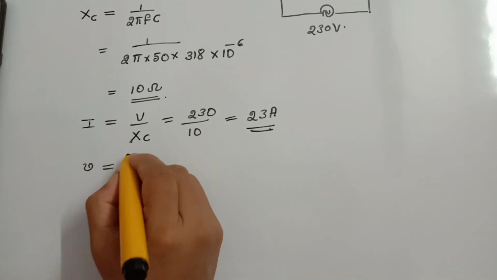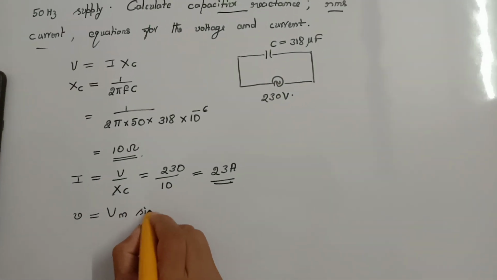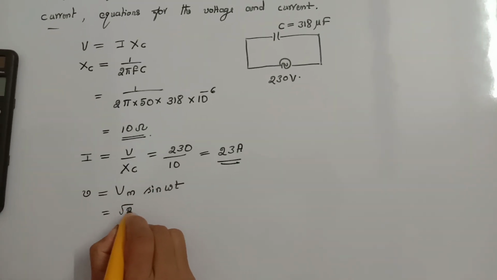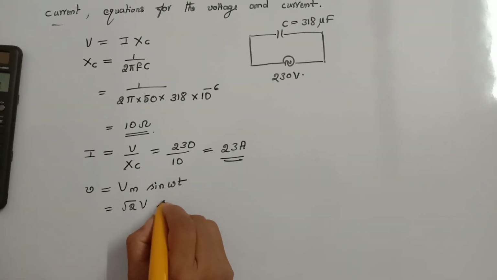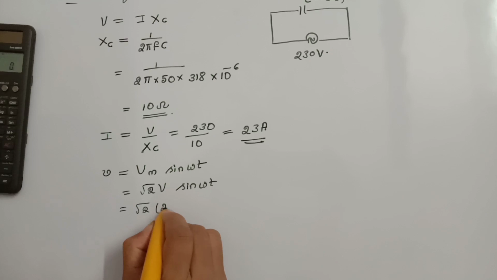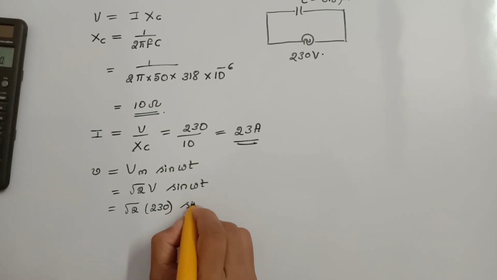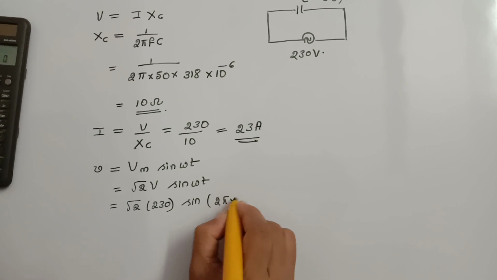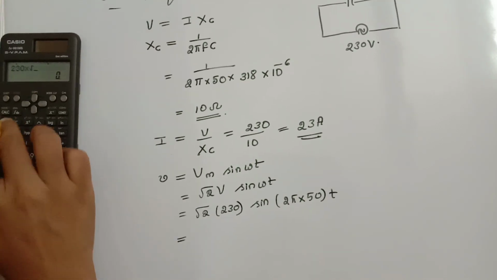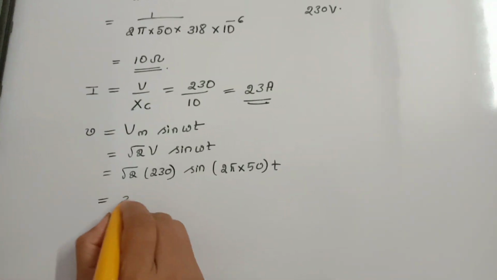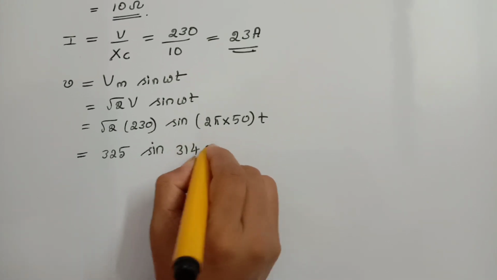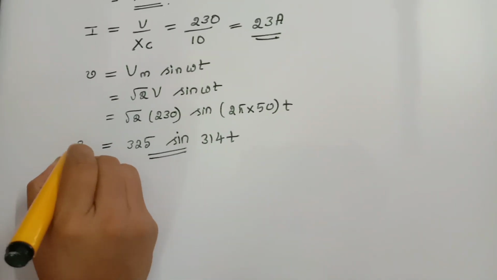Voltage equation as usual, V = Vm sin ωt. So first find out Vm. Vm is nothing but root 2 times RMS value V, into sin ωt. Now substitute here root 2 times 230 into sin of ω, where ω is 2πf, into t. When you simplify this, you'll get 325 sin 314t for the instantaneous voltage.